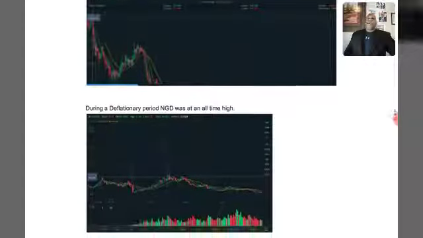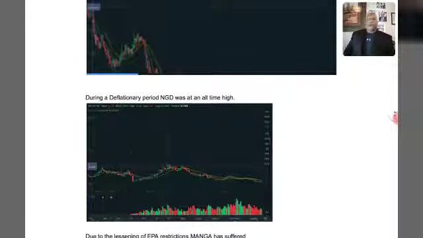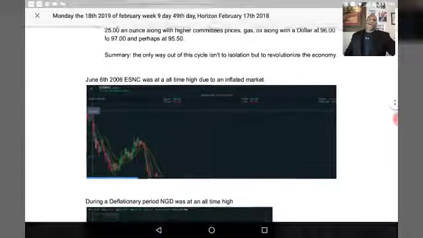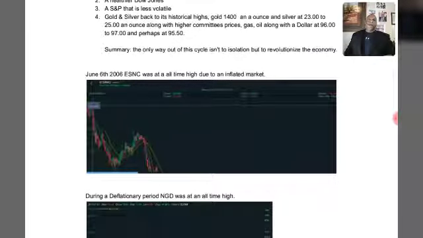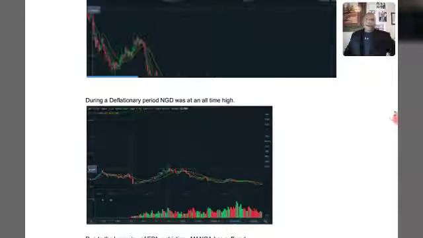During an inflationary period, NGD was at an all-time high, that's New Gold, on MX. ESNC, we'll look it up later. I have an idea that they are off-grid power developers. They develop off-grid power generation and power storage, and all the infrastructure that goes along with it.